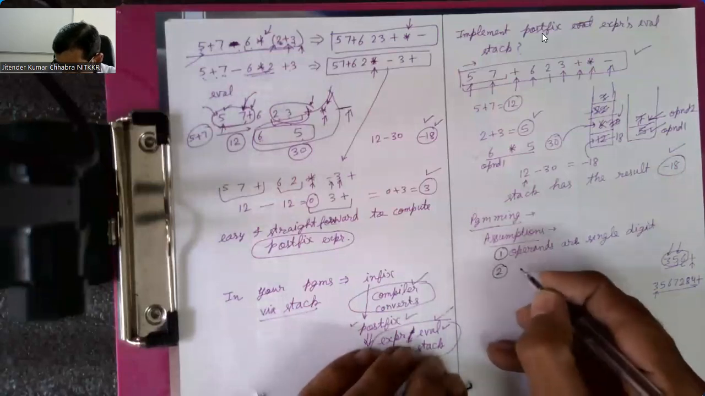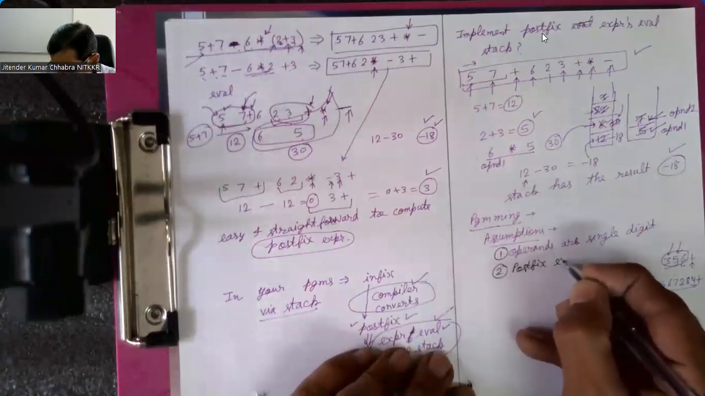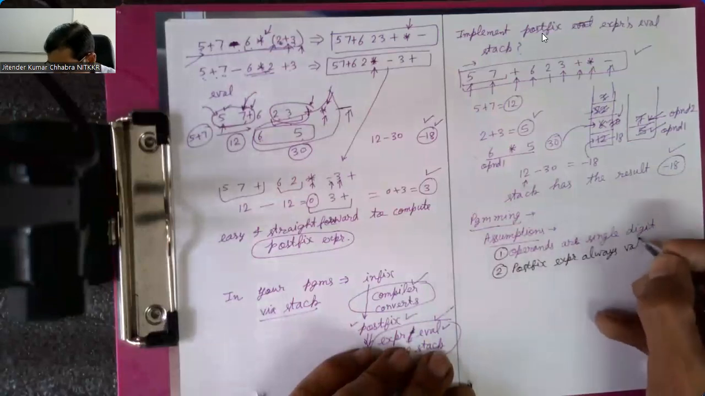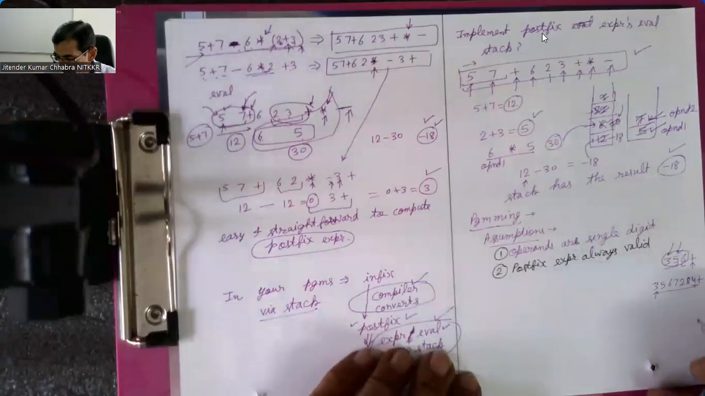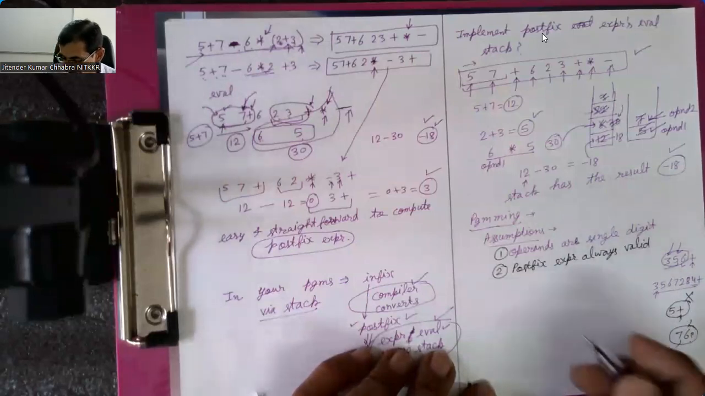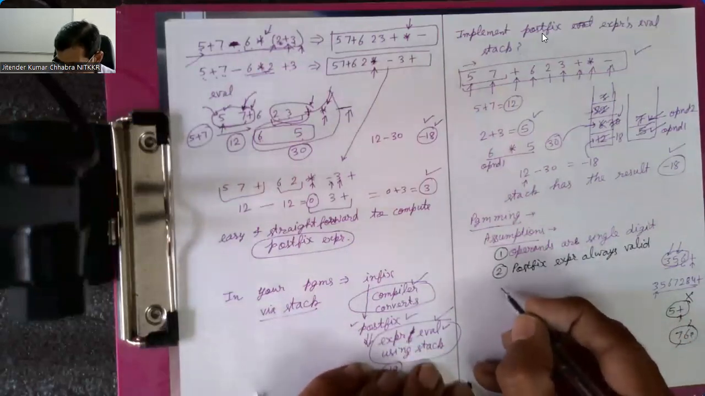Number 2, assumption: the postfix expression is always valid, meaning that no imbalance of operands or operators comes. Like if I write 5 plus, it's an invalid postfix expression because it has only a single operand available and plus came. So I am assuming nothing like this. Or 7, 6 is again invalid because 7 is one operand, 6 is another, but no operator is available. So I'm assuming all those cases do not come. Of course, you should try to handle those also along with the programming.